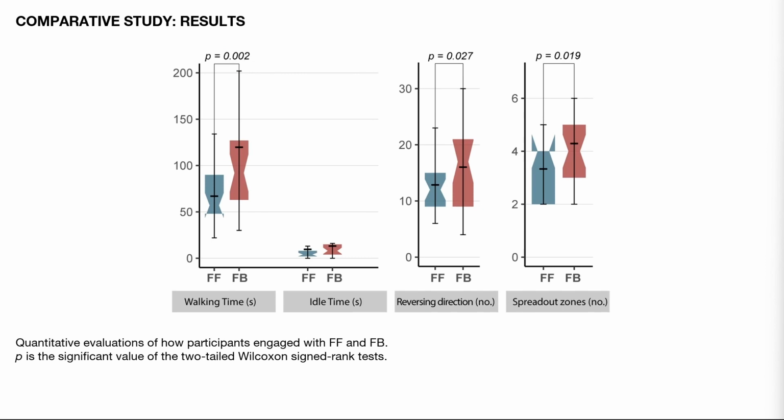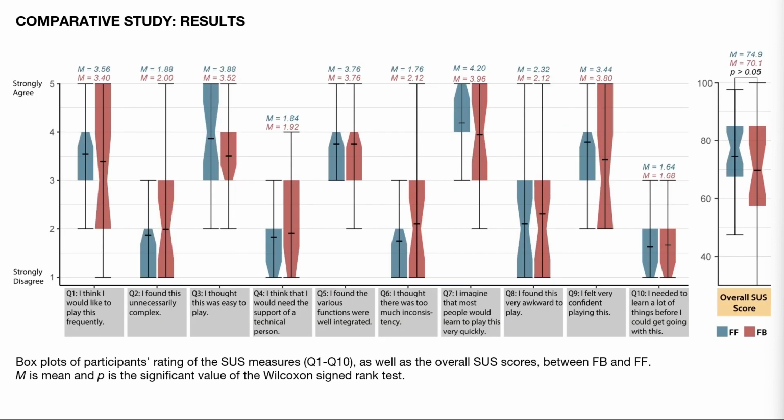Regarding results, we analyzed our digital logs on how participants engaged with feed-forward-driven, abbreviated in the figure as FF, and feedback-driven, abbreviated as FB, interaction modalities. Compared to the feed-forward-driven condition, participants in the feedback-driven condition spent significantly more time walking, reversing direction, and spreading across more zones in a passageway. We also asked participants to complete a System Usability Scale SUS questionnaire. We did not find any statistical differences in the system usability scores.